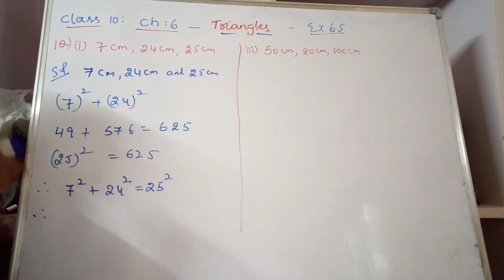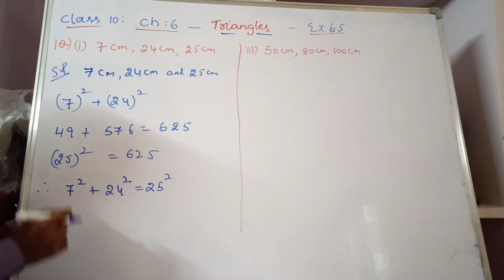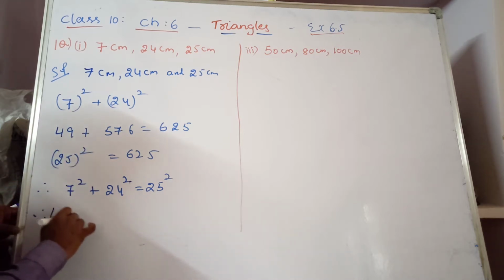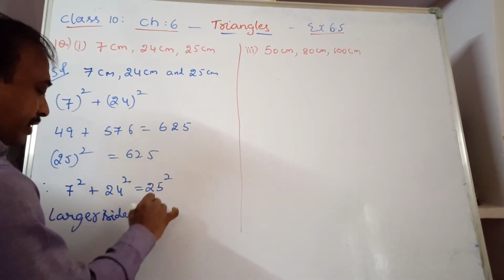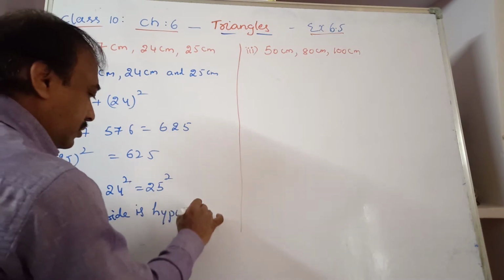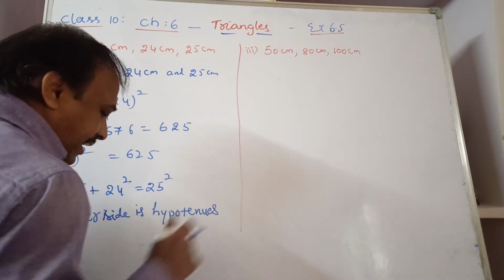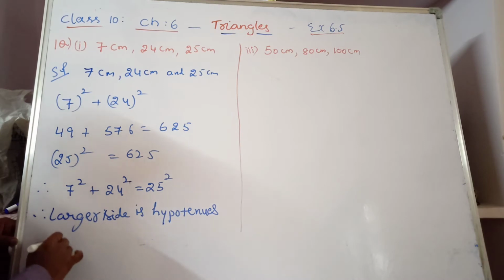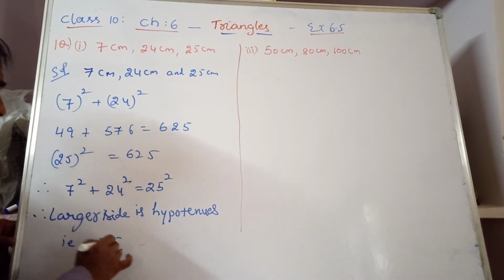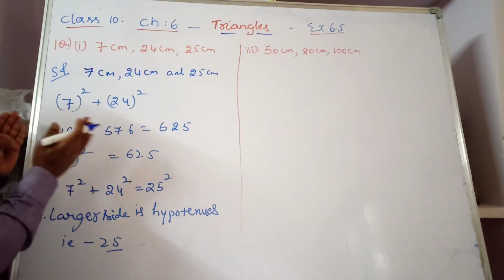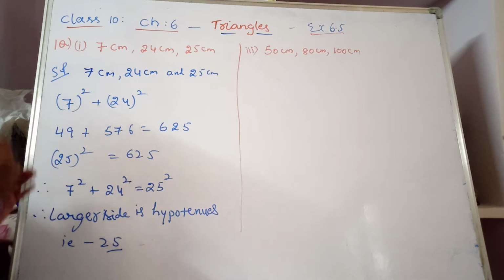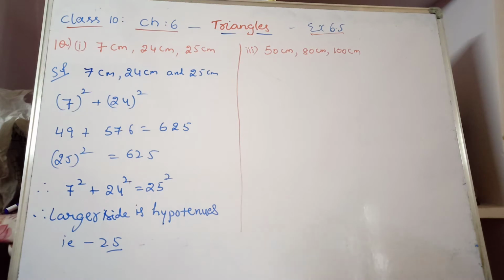Now he is asking to write the hypotenuse. The larger side is nothing but the hypotenuse. The larger side is the hypotenuse, that is 25. So we are finding the sum of the squares. If you add those two, it should be equal to the larger value. That is the Pythagoras property: the sum of the squares of the other two sides is equal to the hypotenuse square.